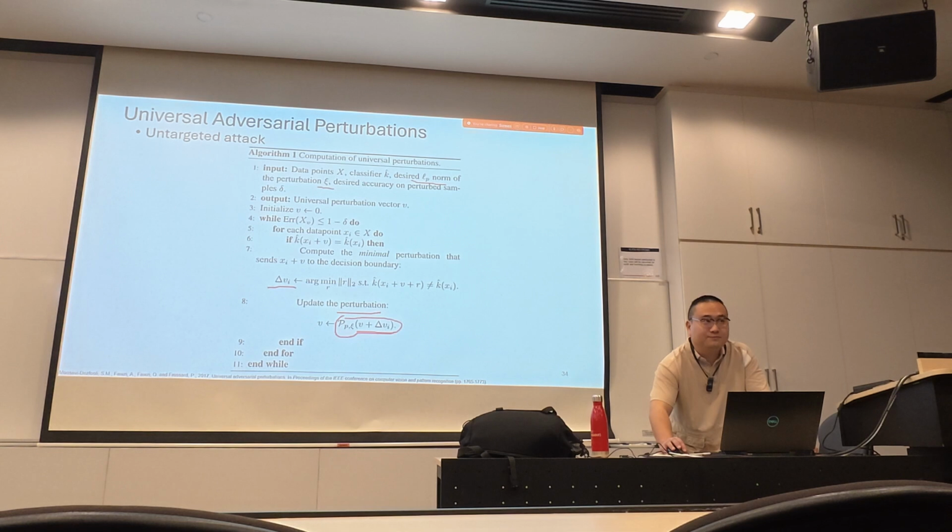in terms of the LP model. So in this way, we keep updating the UAPs until when we apply the UAP to the images, we can fool the model with a high error rate. So this is the error.